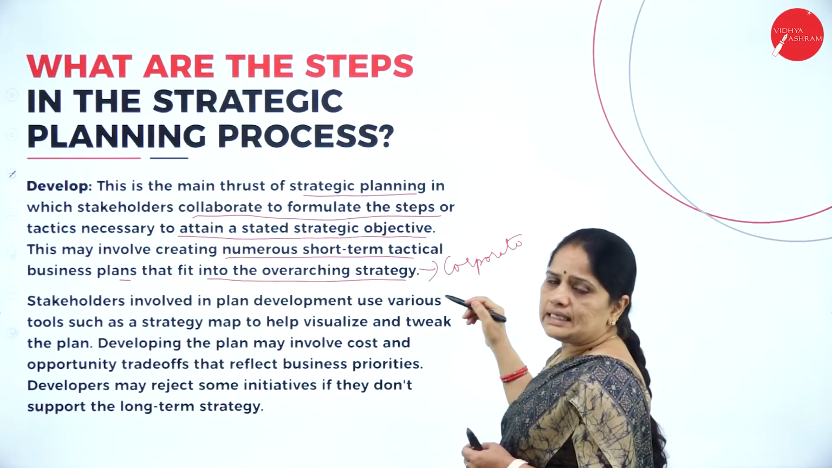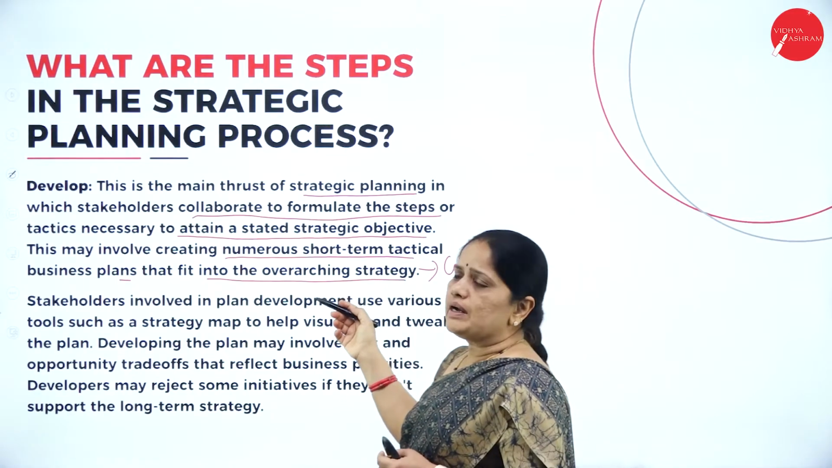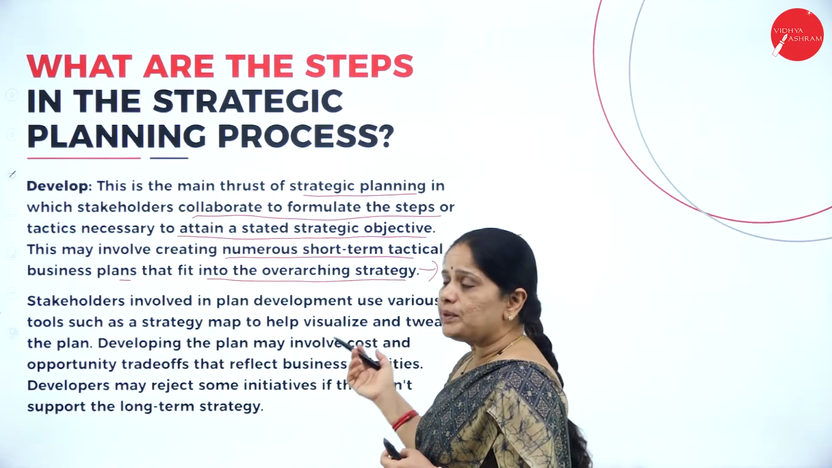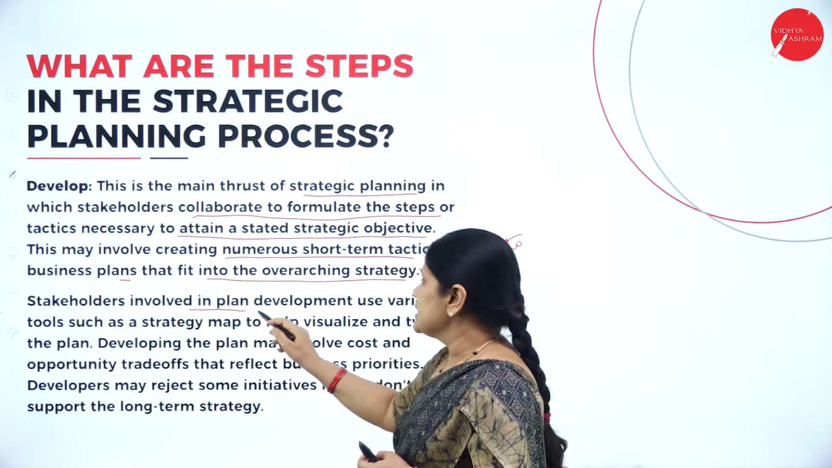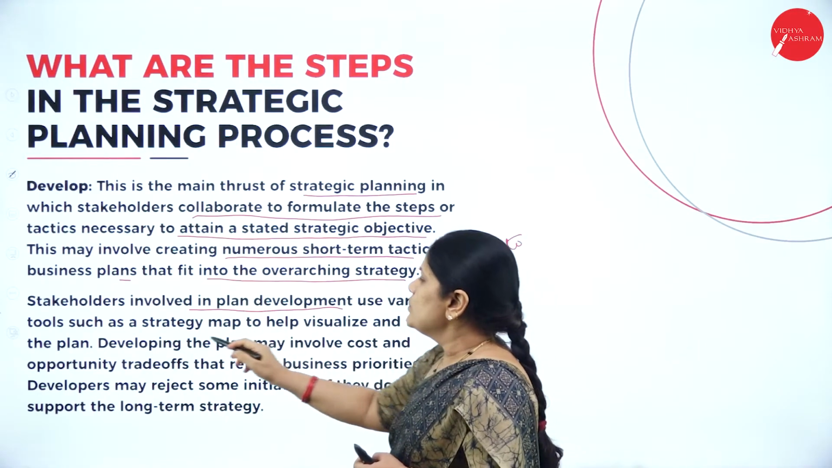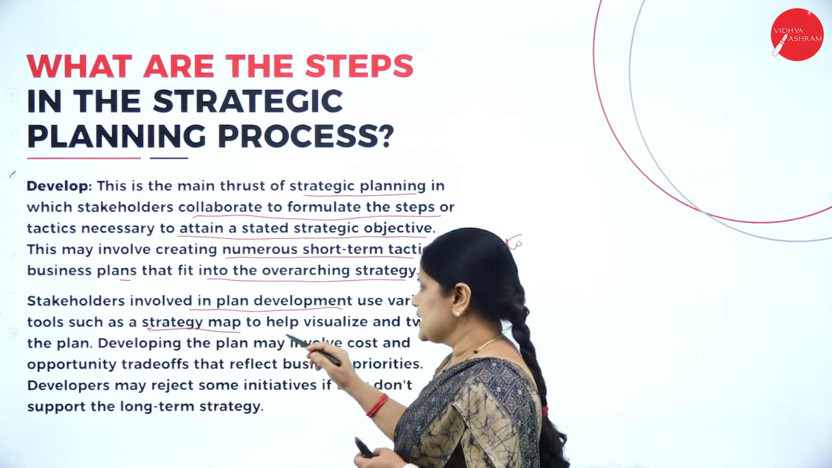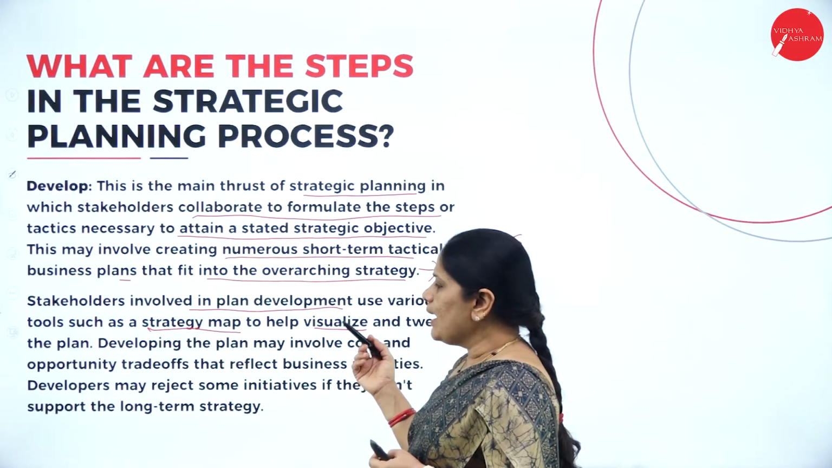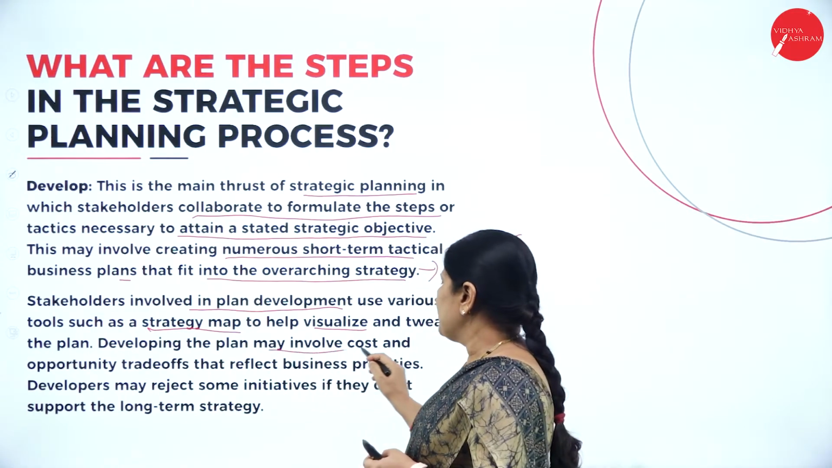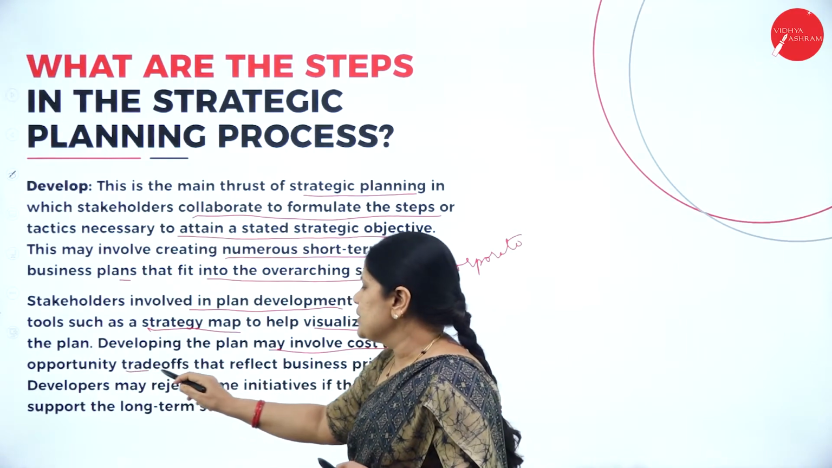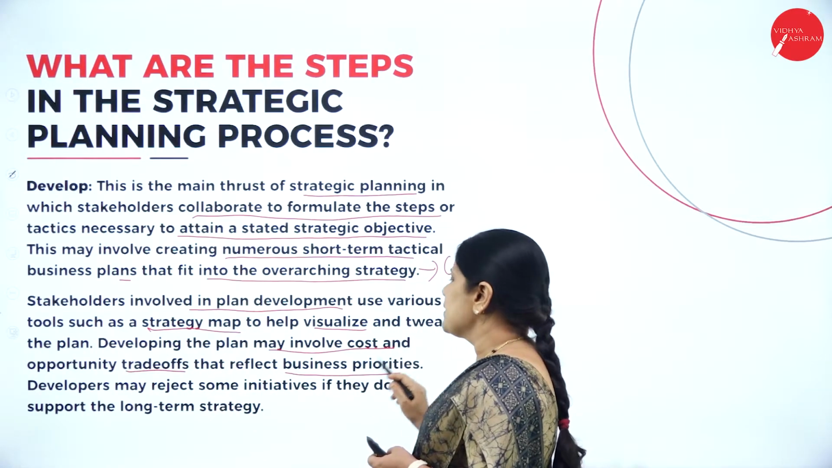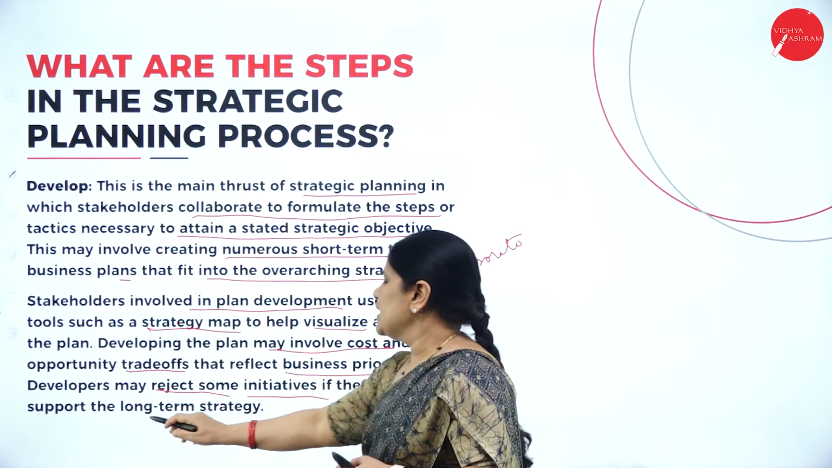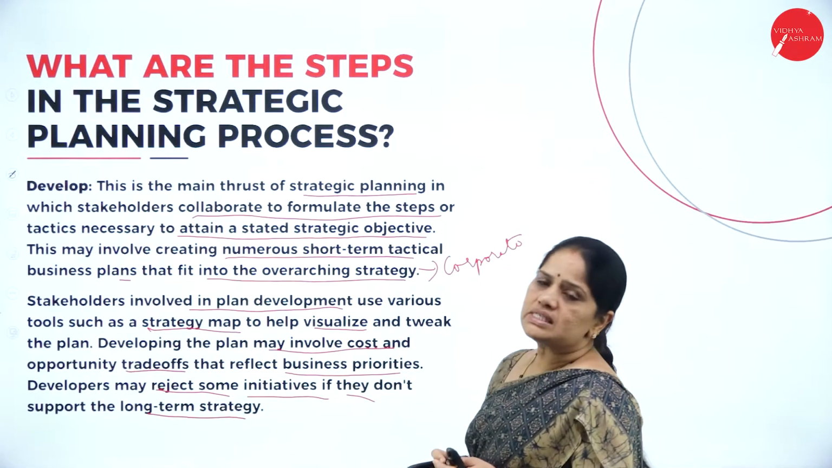So in order to attain the corporate strategy, we make small short-term plans so that we can achieve the corporate strategy. The stakeholders involved in plan development use various tools such as the strategy map to help visualize and tweak the plan. Developing the plan may involve cost and opportunity trade-offs that reflect business priorities. Developers may reject some initiatives if they don't support the long-term strategy.